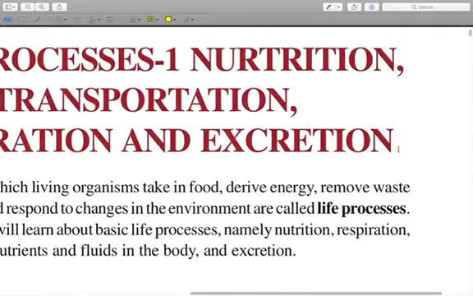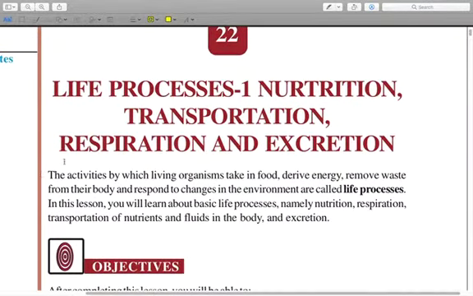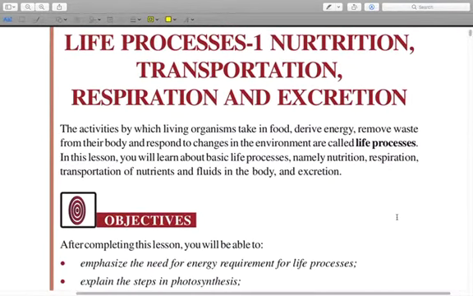That's what they have given here, the definition, that is the activities by which living organisms take in food as the first process, derive energy, remove waste from their body, and respond to changes in the environment are called life processes. What do you mean? I think you understand what it means to respond to changes in the environment. For example, if we have cold environment, our body produces more heat. Okay, if it's hot, then our body sweats so that to keep our body cool. So this is how our body responds to the changes in the environment.